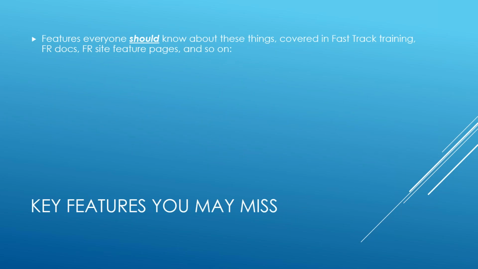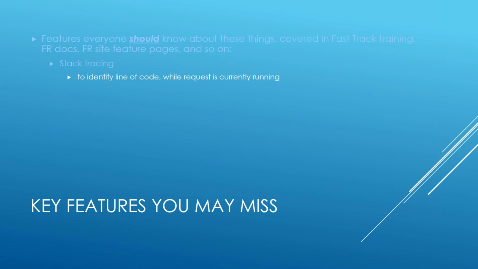Now, some of those features are ones that I'm not going to talk about today because you should already know about these things. They're covered in fast track training. They're covered in the docs, covered in feature pages and videos and so on. But I just want to say you should know already, I hope, and if not, go find out how to use the stack tracing feature of FusionReactor. That'll help you identify the line of code that's running when a request is running, right down to the line of code.